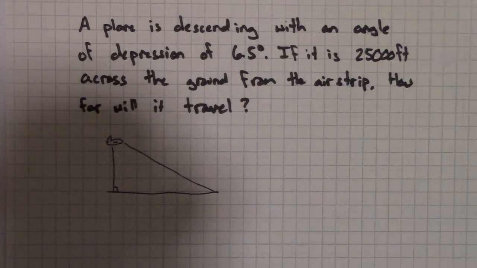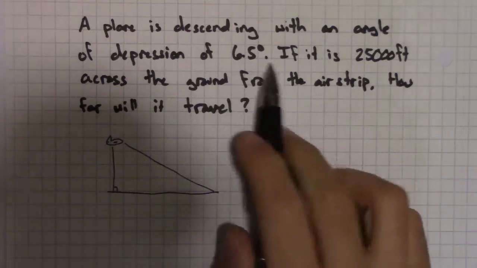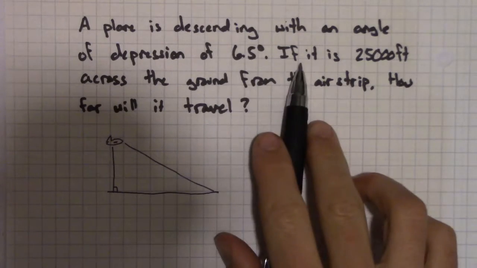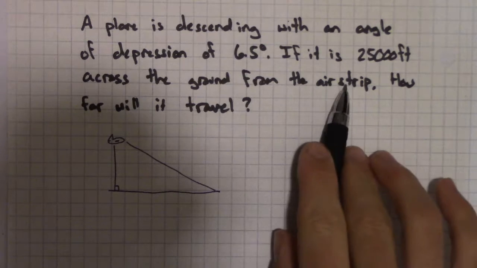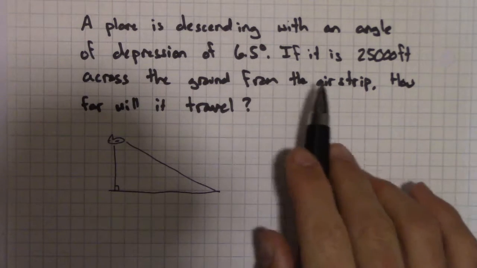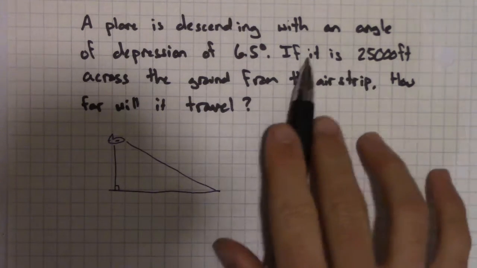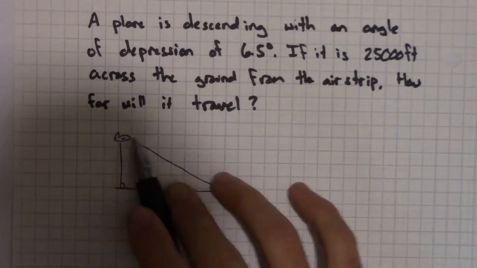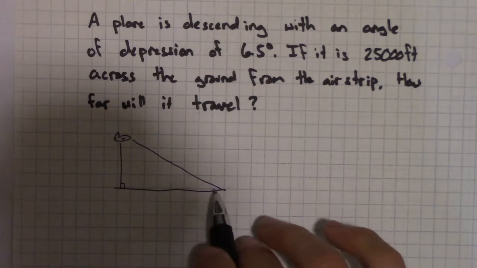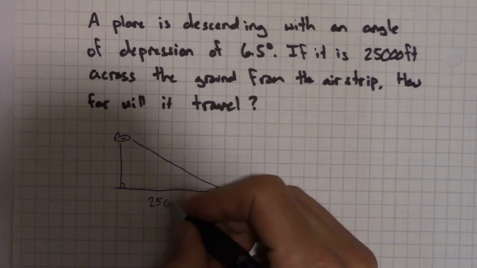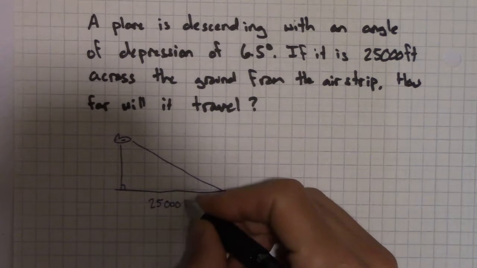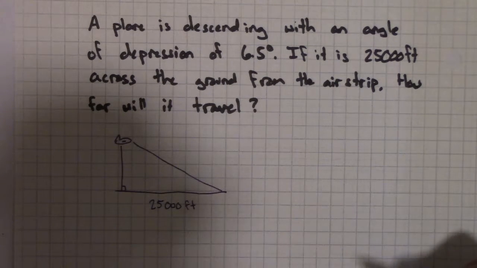Now let's plug in the details that we can. I'm going to come back to the 6.5 degrees for a second. I know that it says if it is 25,000 feet across the ground from the airstrip. So that's not saying, if it just said if it's 25,000 feet away, you would go the direct path of the plane. But it says across the ground, so that means that I'm now going to put 25,000 feet on this bottom part of my triangle.